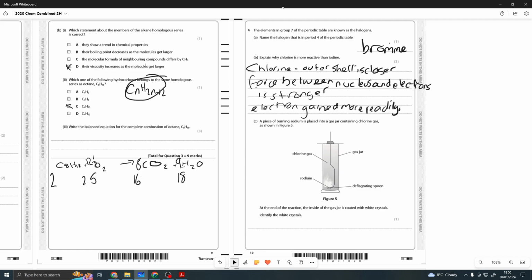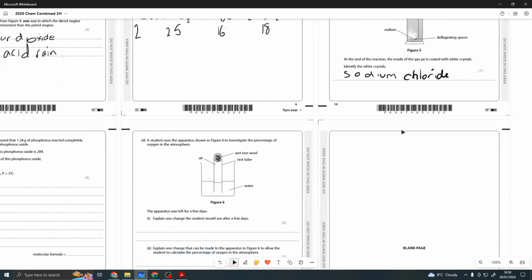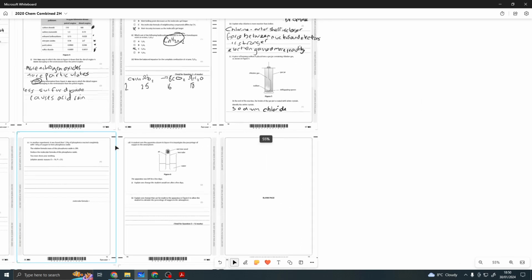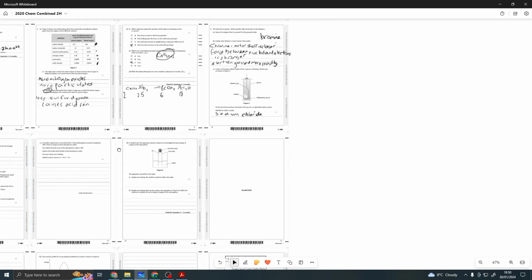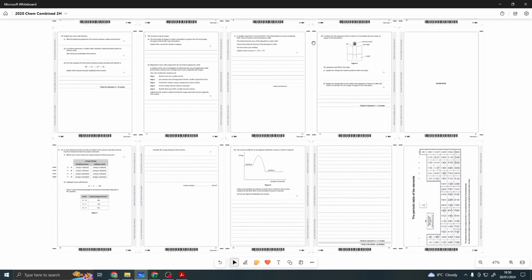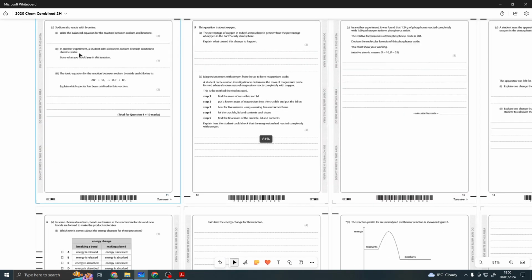Lovely. Now C says you're going to react sodium with chlorine. What are you going to make? Sodium chloride. That's what you'll make. Beautiful. Next, let's scroll down to, I might zoom out of it, make my life a little bit easier. That doesn't make my life easier at all. Anyway, we've got 2 rows of questions left, so let's get cracking on those.